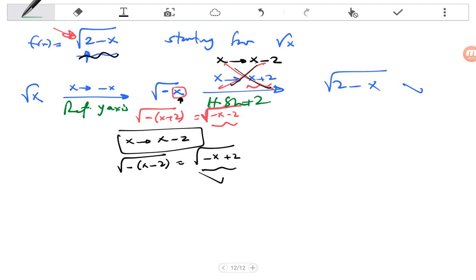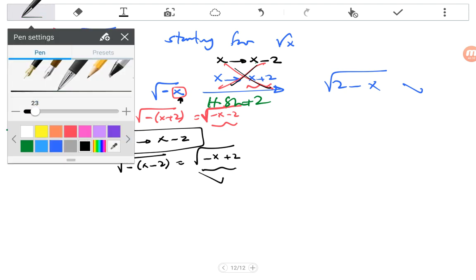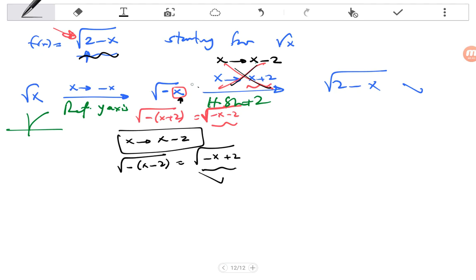I will start with root x. That is root x. Now, this will be root negative x. We have just given a graph of this function that will be something like this. Let's make a horizontal shift plus 2, so I would shift it in the right direction plus 2. So the graph of this function will be something like this.